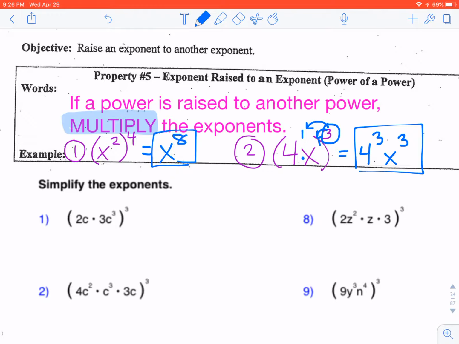Okay, so those are two basic examples telling us if you have a power to a power, you multiply them. So let's look at some that are a little bit harder, but also combine some of the other properties that we've talked about.